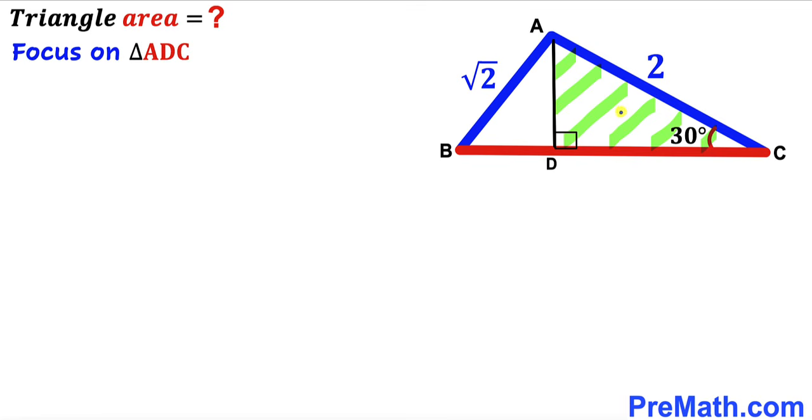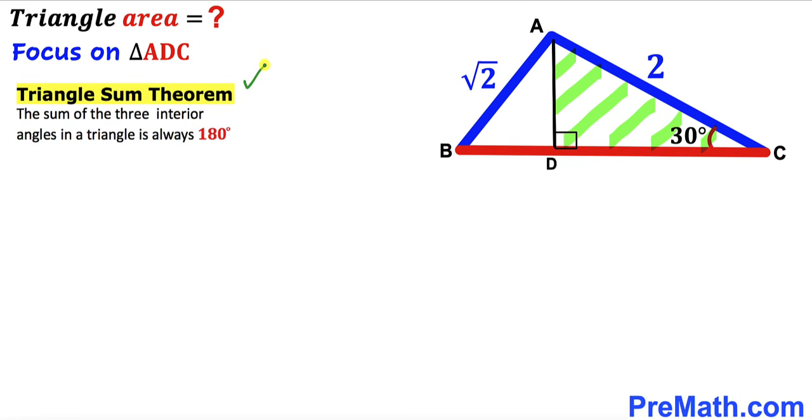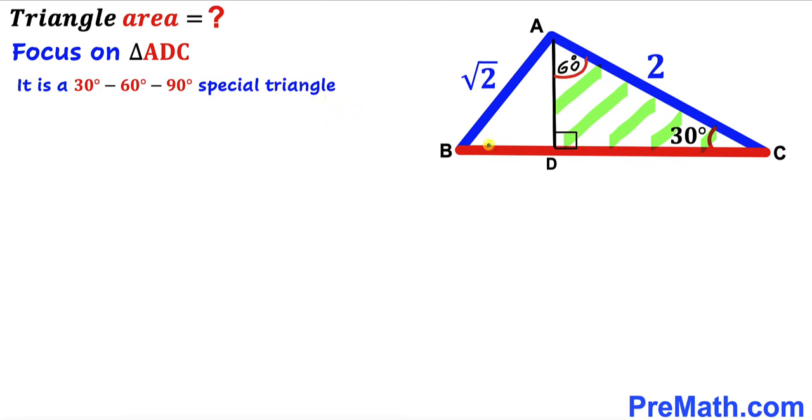Now let's focus on this right triangle ADC, and recall the triangle sum theorem. According to this theorem, the sum of three interior angles in a triangle is always 180 degrees. So in triangle ADC, this angle is 30 degrees, this angle is 90 degrees, so this angle has got to be a 60 degree angle. Now we can see that triangle ADC is our 30, 60, 90 degrees special triangle.